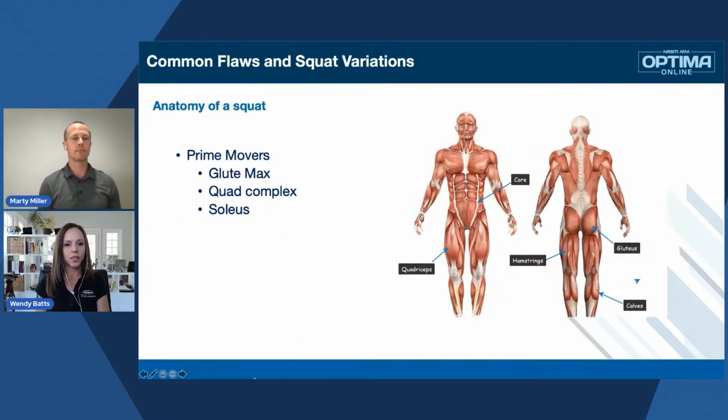I know this was a big one in part 1. So if you guys haven't watched part 1, this would be a very good time to go back and do that after this one. But the prime movers of a squat that we're talking about specifically are going to be the glute max, the quad complex, as well as the soleus. And Marty, just as a recap, because I know we got this a lot, when we were talking about the soleus and really talking about the calf complex, people had a really hard time understanding how the calves can be a prime mover or play such an important role in a squat.